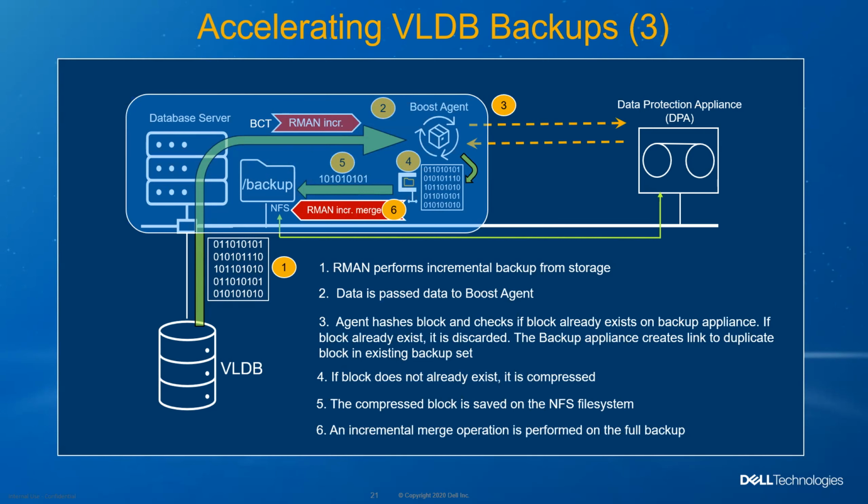So what this means is that you do your full backup once, and then subsequent to that, you just do incremental backups, and then deploy the incremental merge feature on the NFS share to merge the incremental backups into the main backup. This not only helps the backup time, it also means that your restore times are quicker because you're not having to merge many incremental backups into your last full backup.